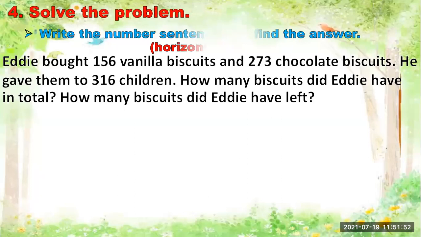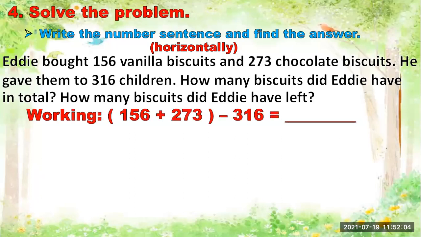Now here we go. Step number 4. First thing again, we will do it horizontally. When we say horizontal, it is from left to right. Now here we go. The workings here, we will write here 156. Why? There are 156 vanilla biscuits, so right here 156. And then 273 chocolate biscuits, we write here 273.